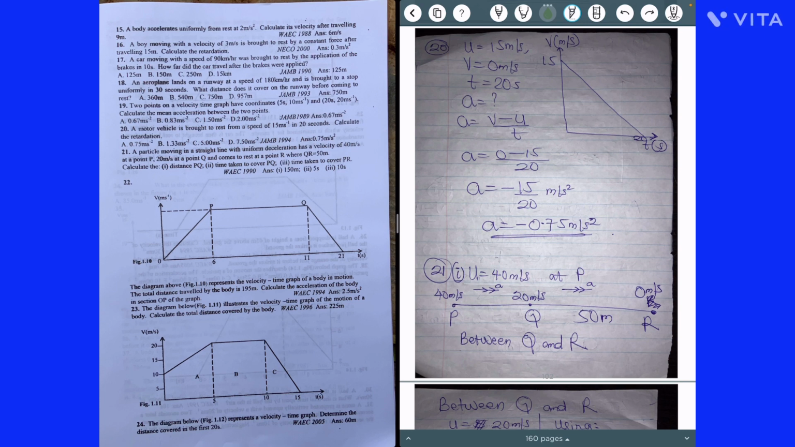Question 21. A particle moving in a straight line with uniform deceleration has a velocity of 40 meters per second at P, 20 meters per second at Q, and 0 meters per second at R. It comes to rest at point R, meaning at R its velocity will be 0 meters per second. The question says, calculate the distance PQ, the time taken to cover PQ, and the time taken to cover PR. That's a simple question, so let's go.